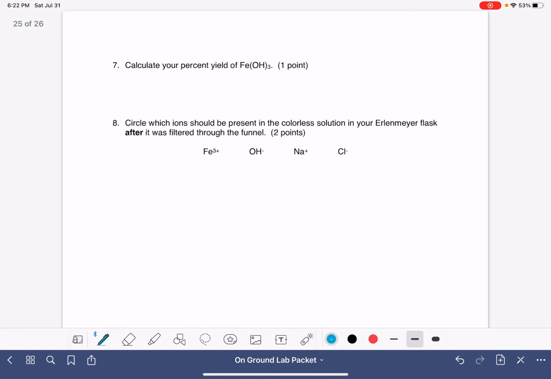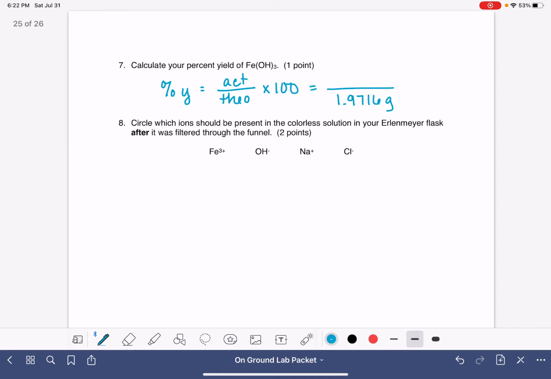Now we're going to calculate our percent yield. Our percent yield is going to be our actual yield divided by our theoretical yield multiplied by 100. We just calculated the theoretical yield, 1.9716 grams. We need our actual yield.